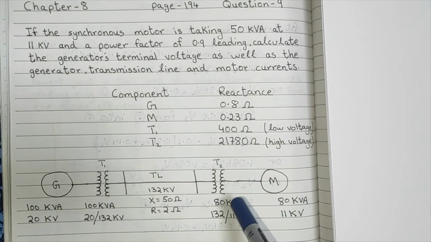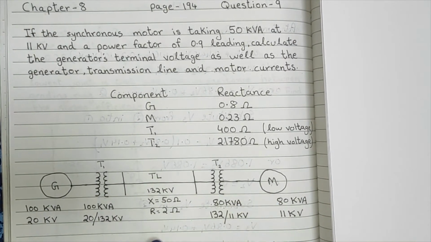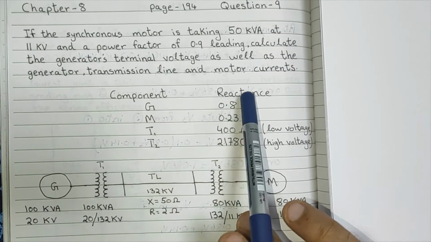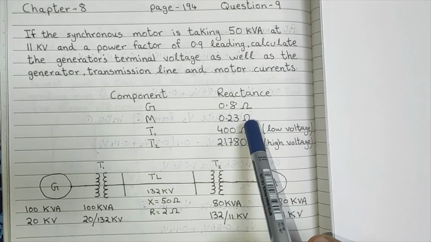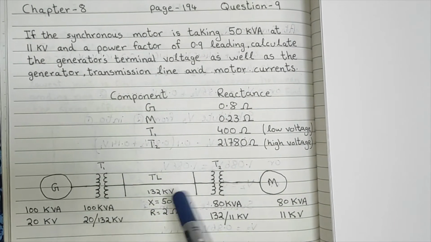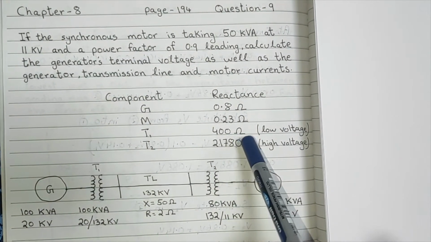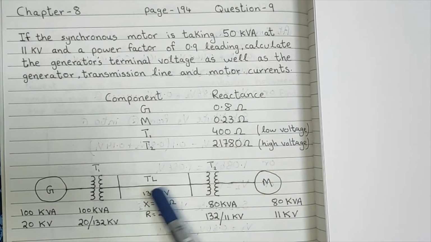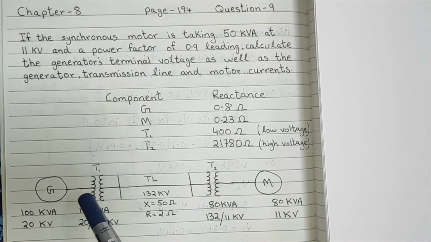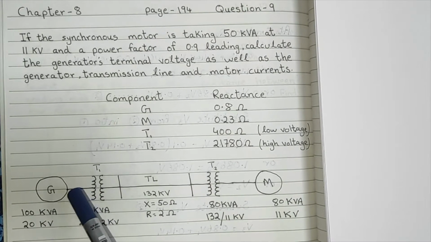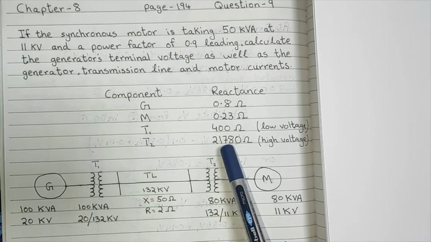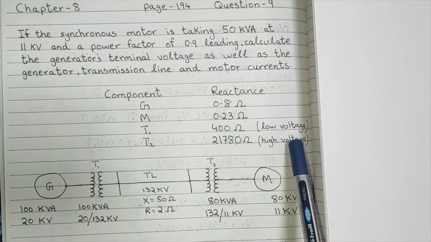The information given to you about this system is that the generator has 0.8 ohms reactance, the motor has 0.23 ohms reactance. Transformer number 1 has a reactance of 400 ohms, which is referred to the low voltage side. So between this side and this side of the transformer, the low voltage side is this one here. And the second transformer has a reactance of 21,780 ohms on the high voltage side.